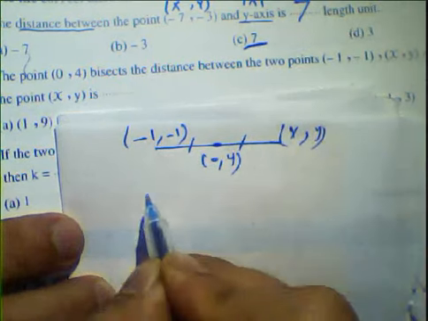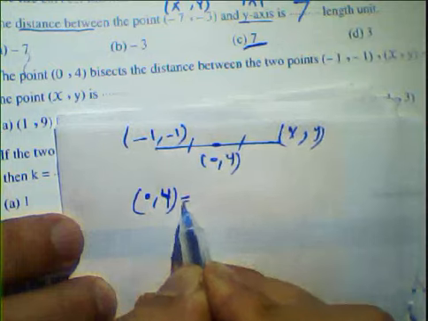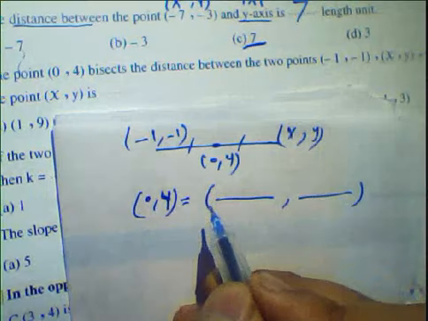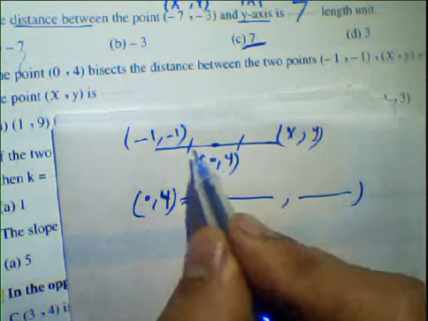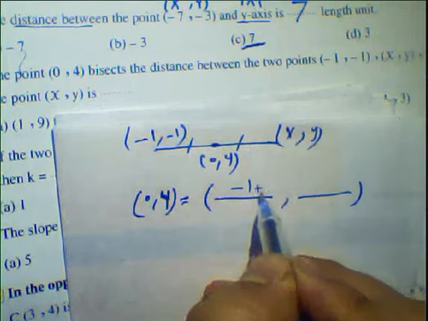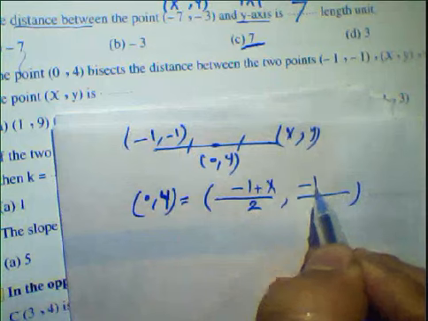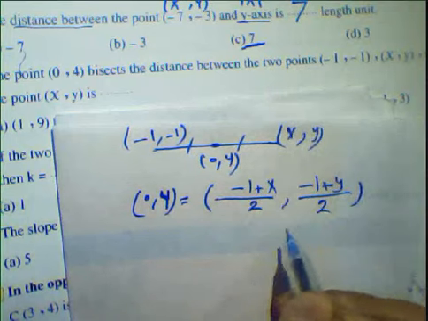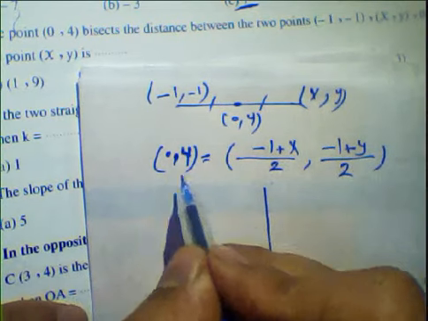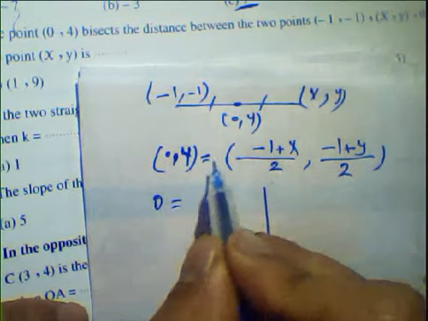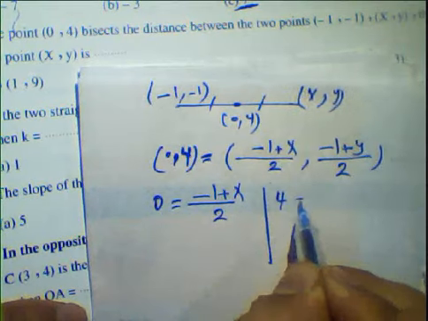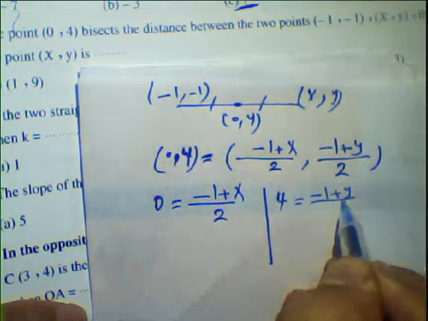We know (0, 4) divides the distance. They divided the line segment into parts equal in length. So (0, 4) equals ((-1 + x)/2, (-1 + y)/2). The first coordinate here, 0, equals the first coordinate, (-1 + x)/2, and the second coordinate, 4, equals the second coordinate, (-1 + y)/2.